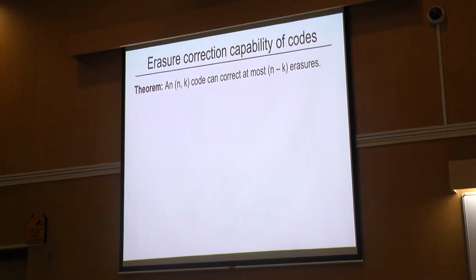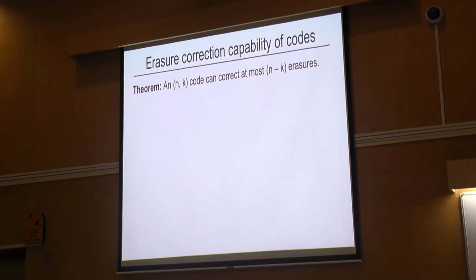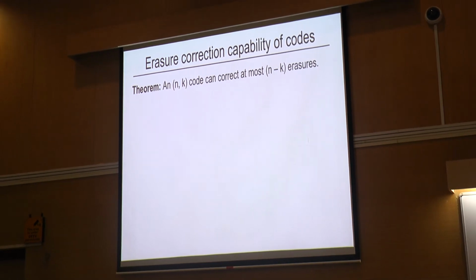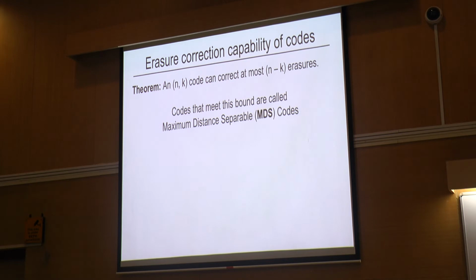Given that we want to be able to handle all possible message vectors, intuitively you can see that we can handle at most n minus k erasures, right? And codes that meet this bound are called maximum distance separable, or MDS for short. So an (n, k) MDS code can tolerate any n minus k erasures.